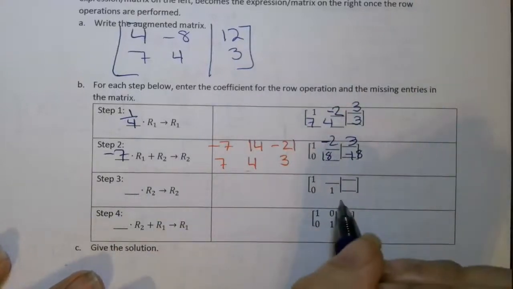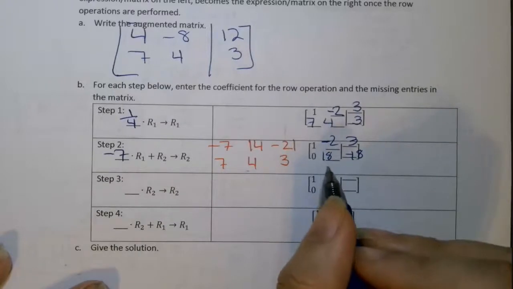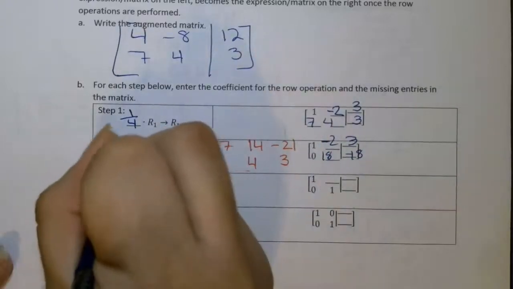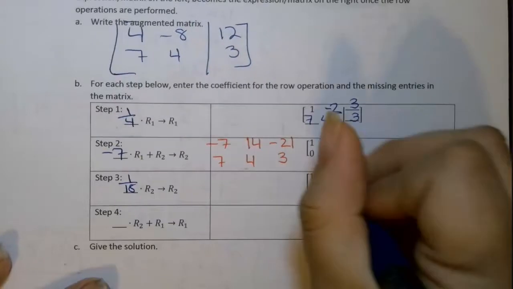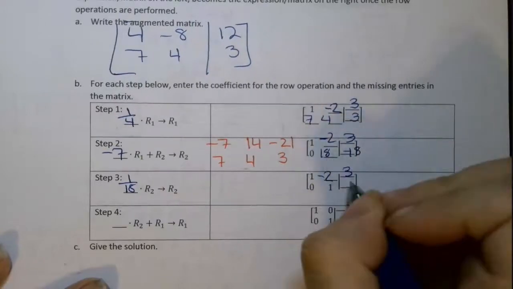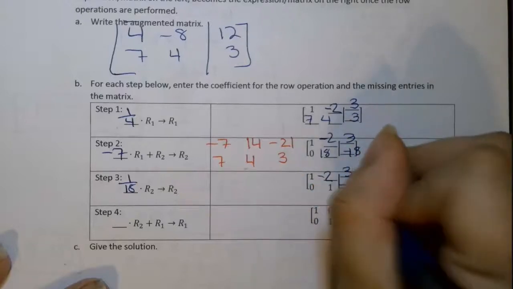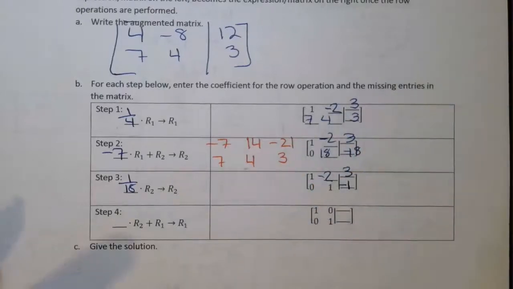The next step, I want to turn the bottom number into 1, so I need to figure out what I multiply 18 by to turn it into 1. That is going to be 1/18. My top row stays the same. 18 times 1/18 is 1. Negative 18 times 1/18 is negative 1.